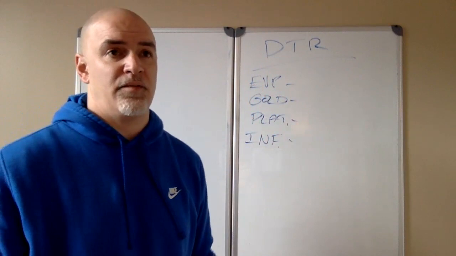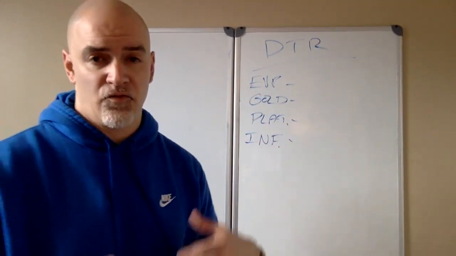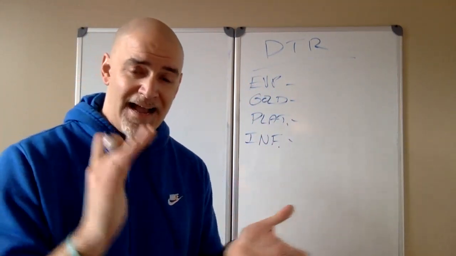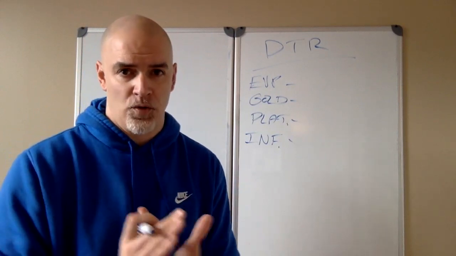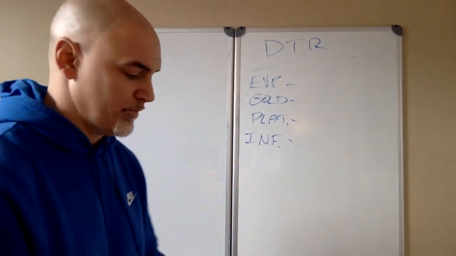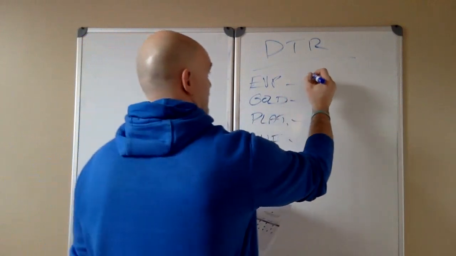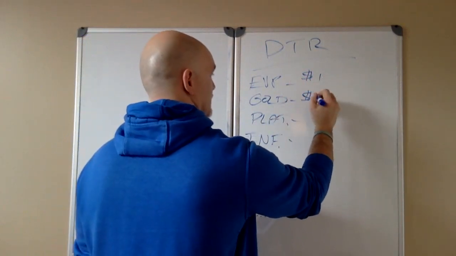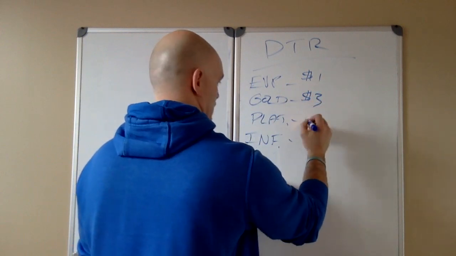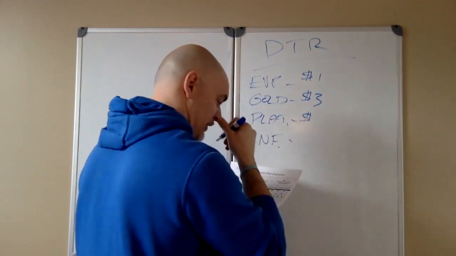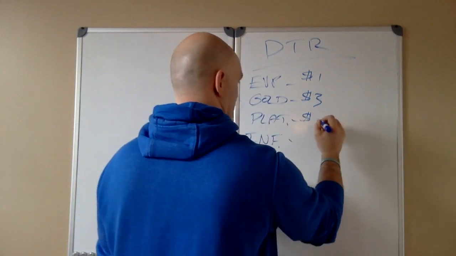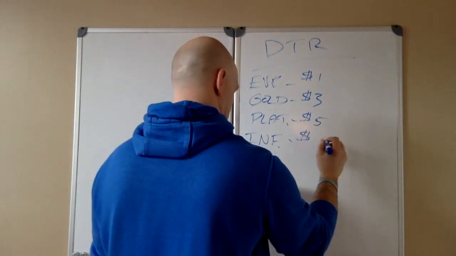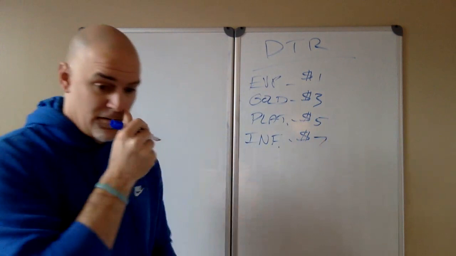So what is a Dream Team Residual? You start getting residual commissions on every active member on your team. How that works is, for EVP, it's $1. For Gold, it's $3. For Platinum, it is $5. And for Infinity, it is $7.